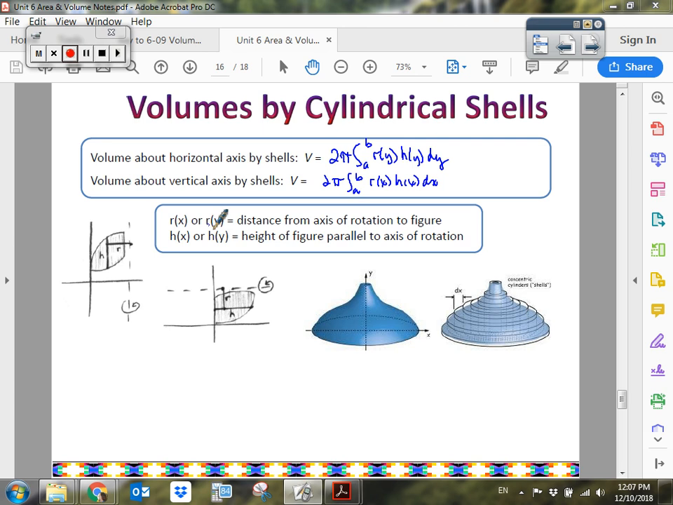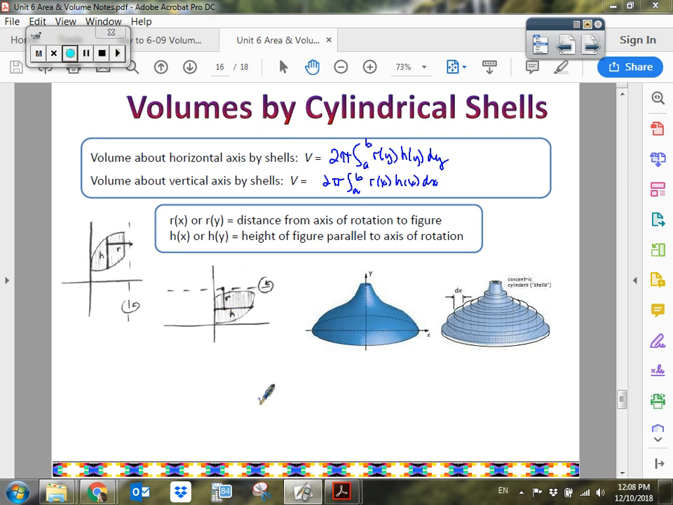R of x or r of y, whichever variable we're in, is the distance from the axis of rotation to the figure. So I have some pictures right here for us to look and see what that means. If this is my axis of rotation, r is going to be measured from the axis inside the figure. If this is my axis of rotation, again, r is measured from the axis inside the figure. It doesn't matter how far you go into the figure, anywhere in the figure.